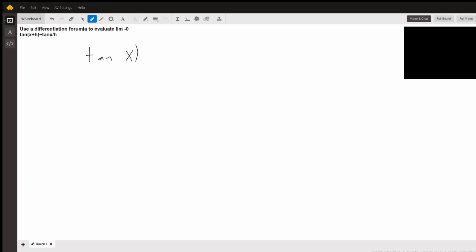So with the question, it says to use a differentiation formula to evaluate this limit. I'm sure you probably know this, but this is the limit definition of the derivative of tan of x. So what we're basically trying to find is f prime of x of this function tan of x, which we can say equals f of x. That's what we're trying to do here.